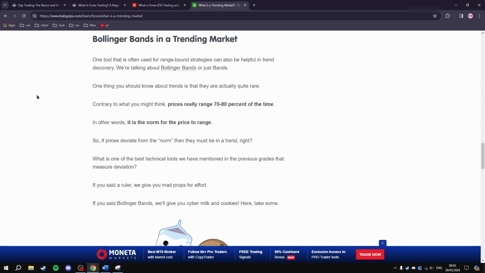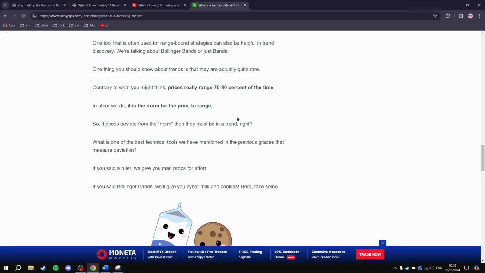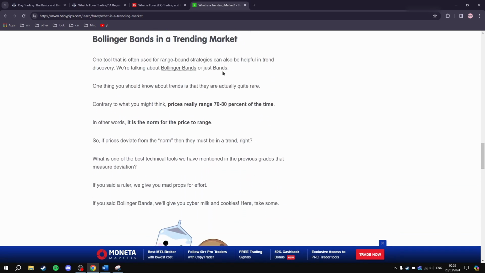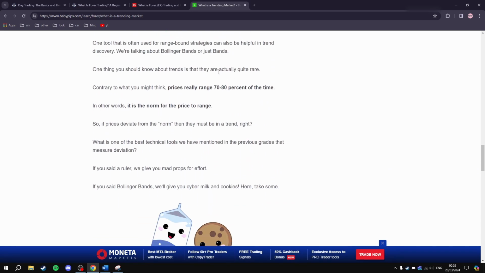Bollinger Bands, so prices really range 70 to 80% of the time. That's actually really surprising though. 70 to 80% of the time, price is ranging. So that means it's really uncommon for price to actually be in a trend. It'll always be just bouncing around between a high number and a low number.